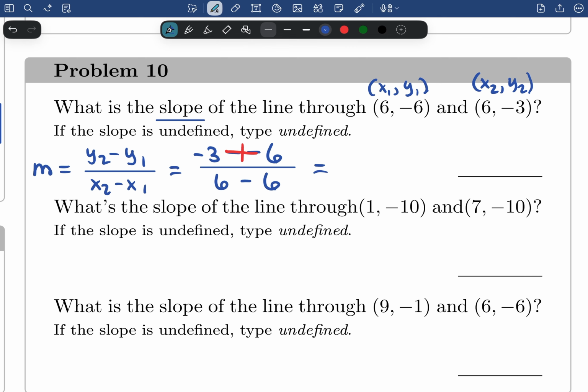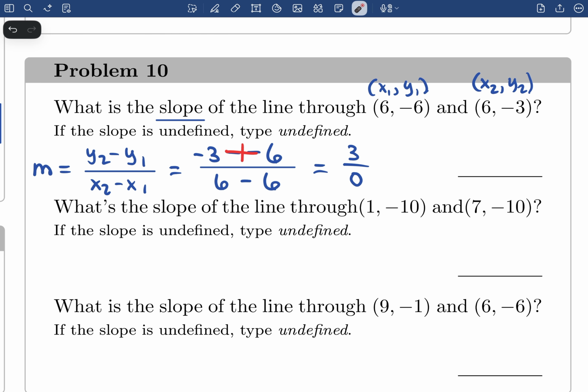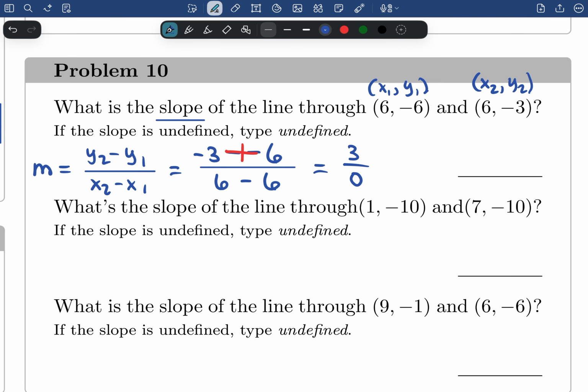Negative 3 plus 6 is 3, and 6 minus 6 is 0. And now remember, dividing by 0, when 0 is in the denominator, that is an undefined slope. It is always undefined when we divide by 0. So that's what we write as our answer.